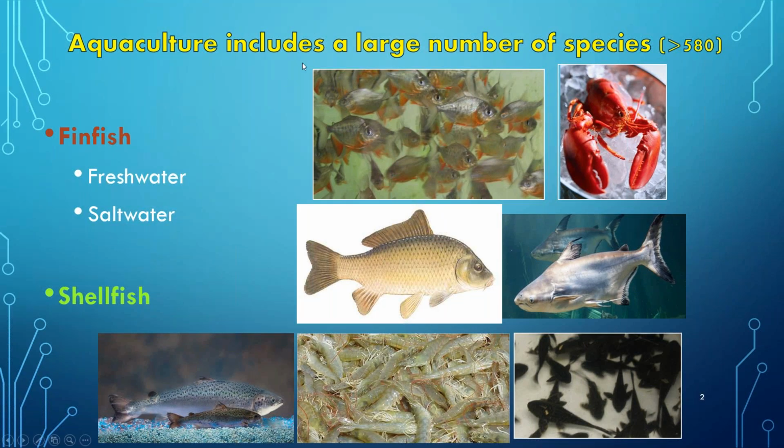So aquaculture involves a large number of species, more than 580 to be specific. Like finfish and shellfish to be very broad, and under the finfish, the freshwater, saltwater, whatnot categories. So today's lecture is precisely focusing on the finfish, freshwater and somewhat saltwater finfish categories only.